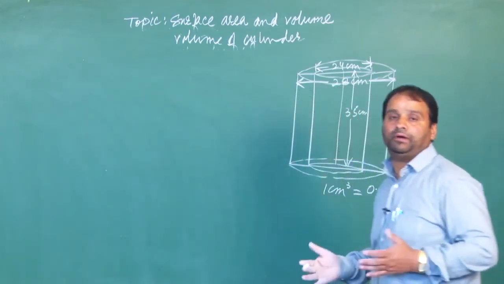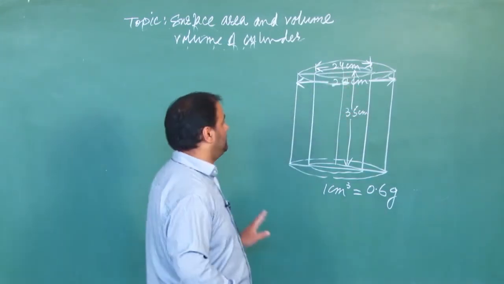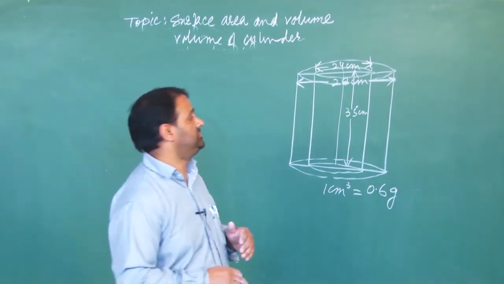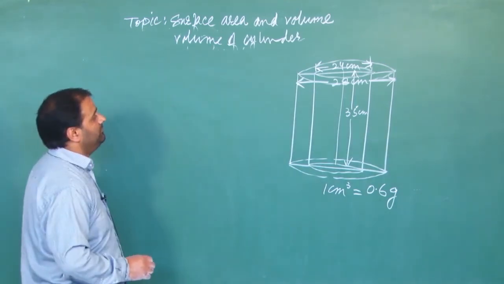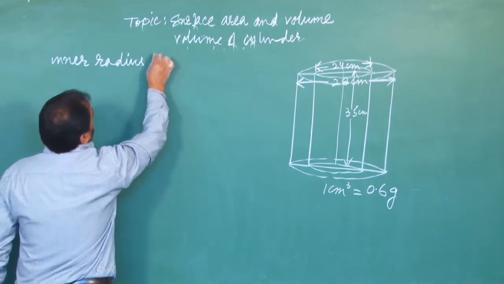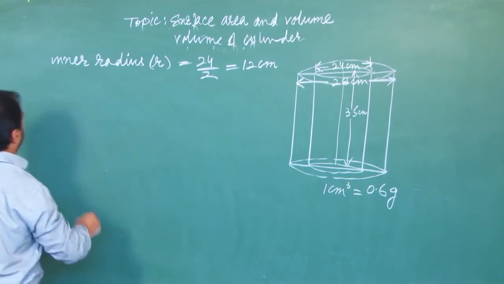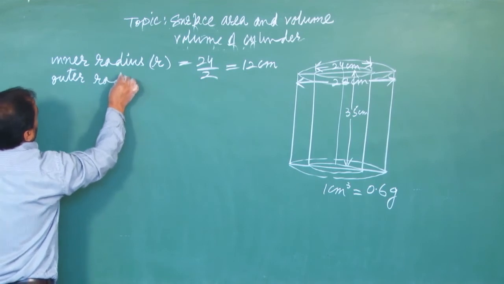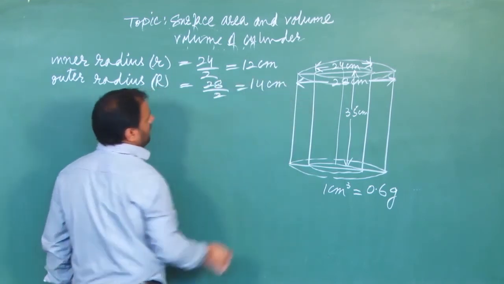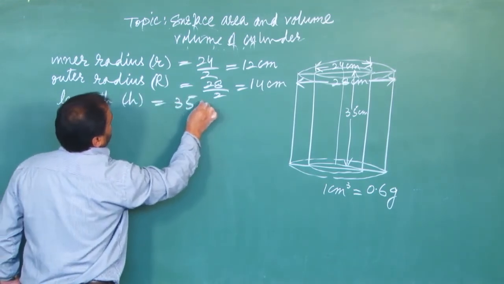Now, if we want to find the volume of the pipe, we do not need to find the thickness or the areas of its bases. The amount of material used in the pipe is simply the difference between the volume of its outer and inner cylinders. So, how can we find the volume of the pipe? It's a simple one. What is the inner radius? If the inner diameter is 24 centimeters, then its radius will be 12 centimeters, half of its diameter, and its outer radius will be 14 centimeters, and its length, which we denote by h, is 35 centimeters.